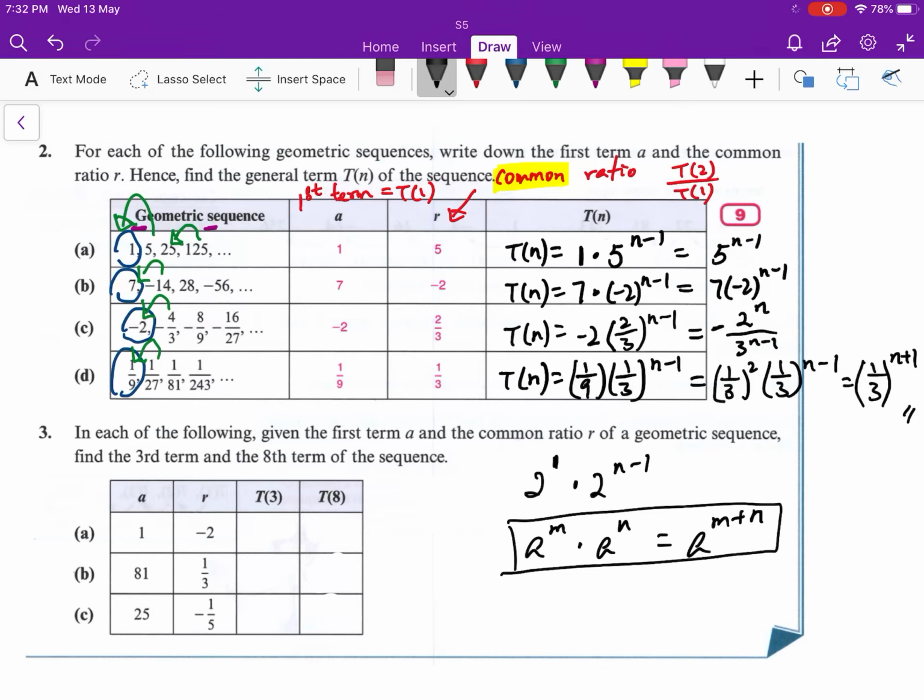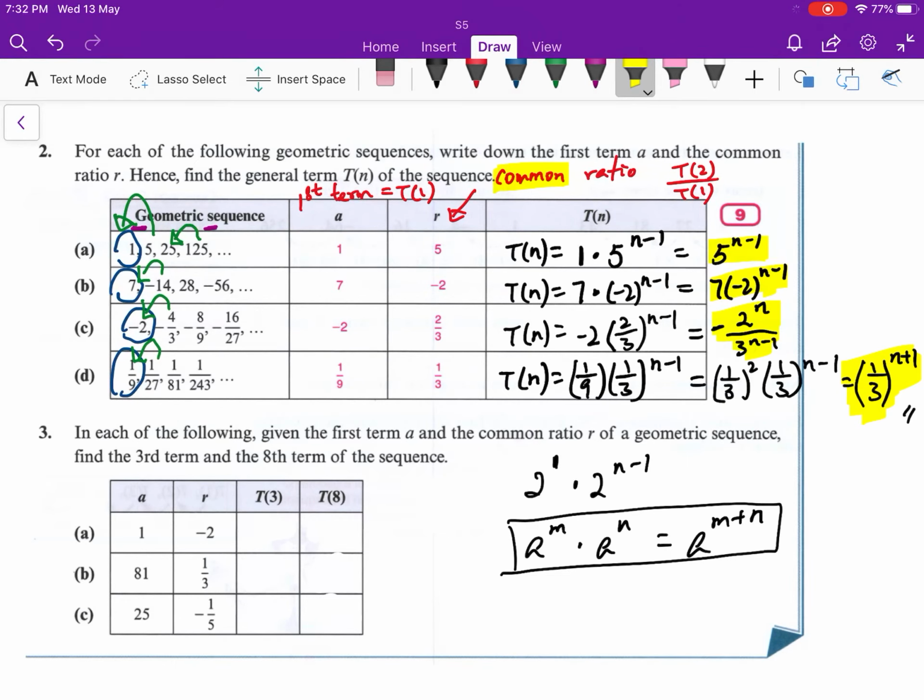Some of the students may ask, Miss Poon, can I use the first one as the final answer? Sorry kids, not okay, because this is just your step, not the final answer. What is your final answer? You need to simplify it. That will be your final answer. Do remember it. So this is how we find the general terms.